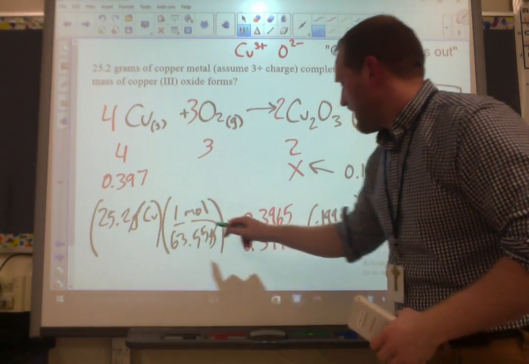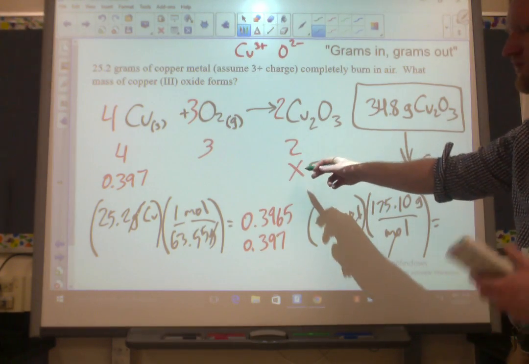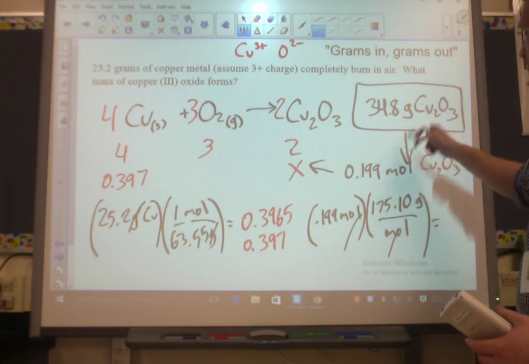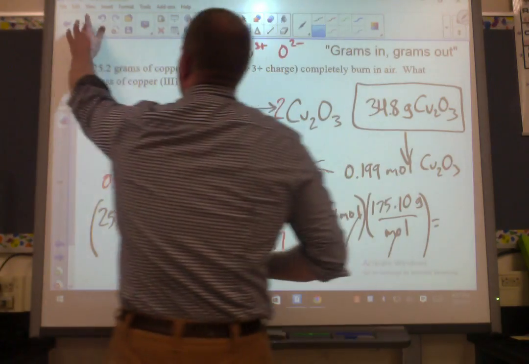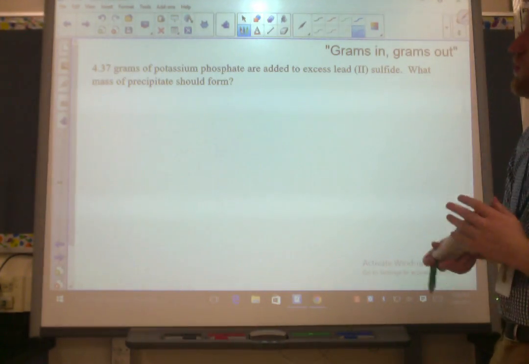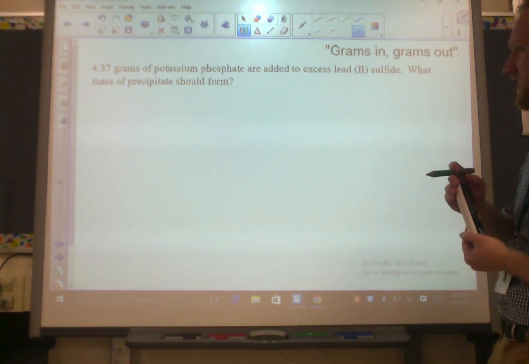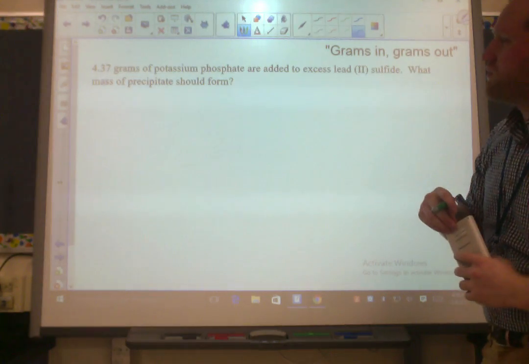You had to convert the grams into moles. Then you plug it into your table, and then you get your answer in moles, but then you do one more step, convert moles into grams. Let's do one more. All right, this says 4.37 grams of potassium phosphate are added to excess lead-2 sulfide. What mass of precipitate should form?